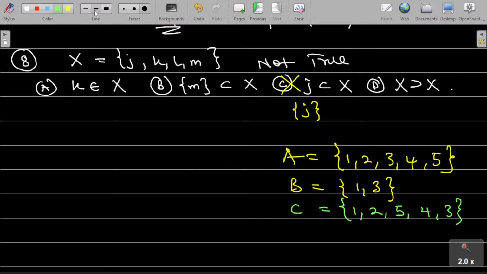Yes, they are equal because they contain exactly the same elements. But then, of course, you can call them subsets. You can say that A is a subset of C. But that kind of subset is what we call an improper subset. But B is a proper subset of A because all the elements of B are in A, and there is something in A that is not in B. So we call that proper subset.